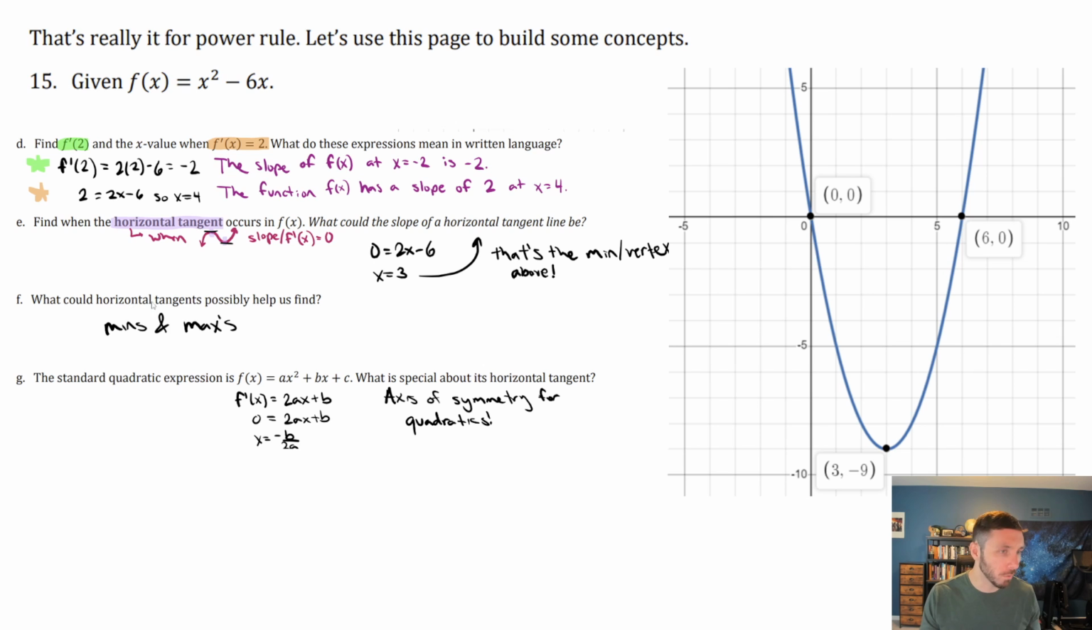Okay, what could horizontal tangents possibly help you with? Mins and maxes. This is the minimum of my parabola here. All right, and then the last for fun thing is, what's special about the horizontal tangents of a quadratic?